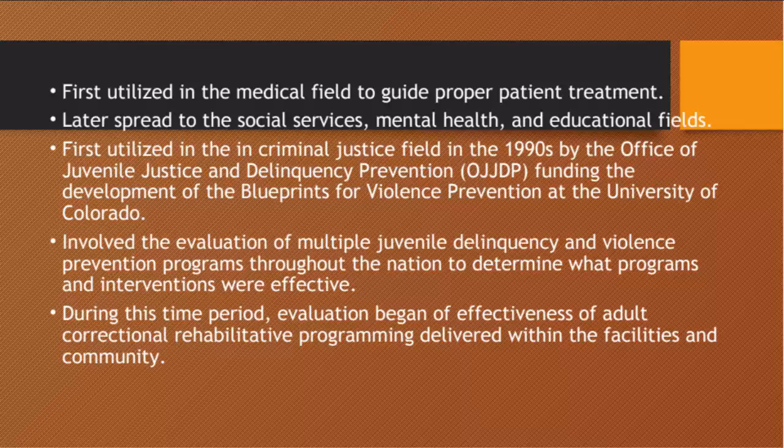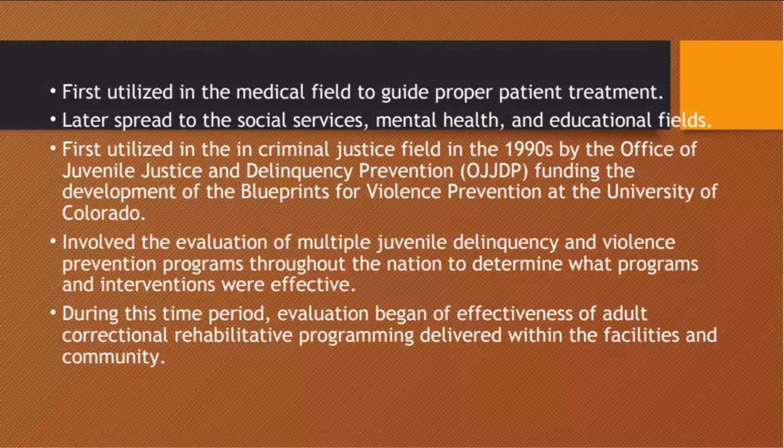So that's why the OJJDP was like, okay, we need to do an assessment of the programs that are out there to determine which ones are effective and why, and which ones are ineffective and why. So it involved the evaluation of multiple juvenile delinquency and violence prevention programs.